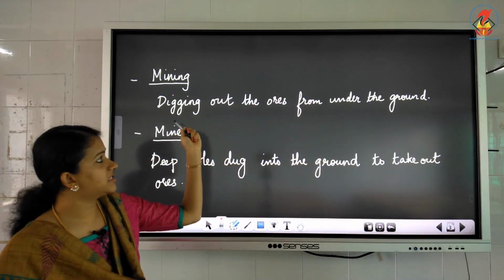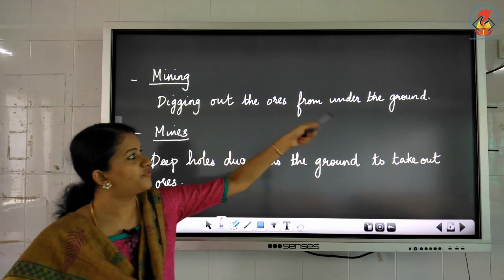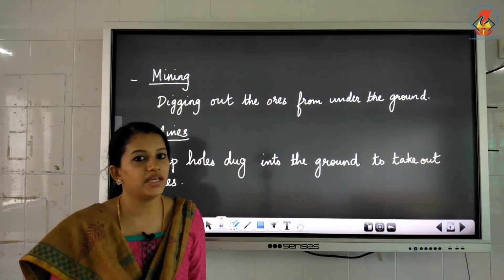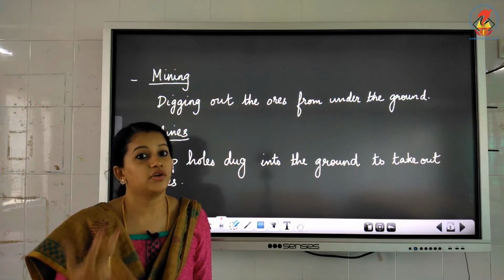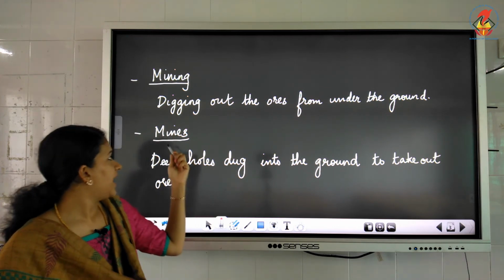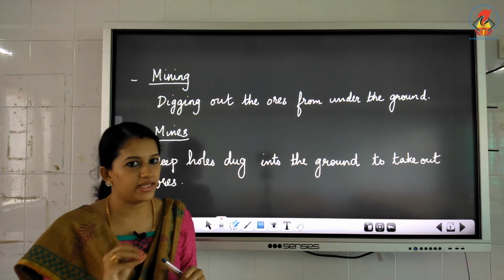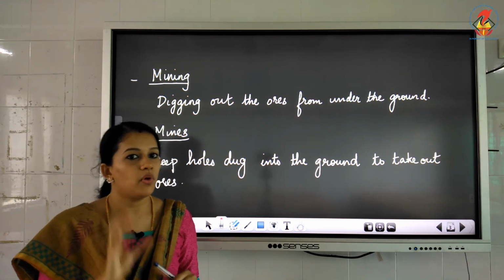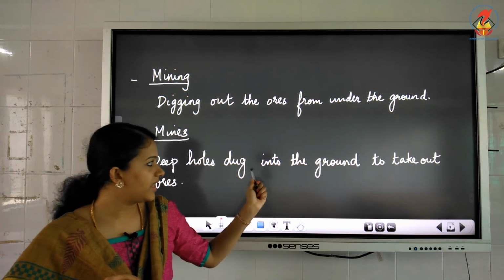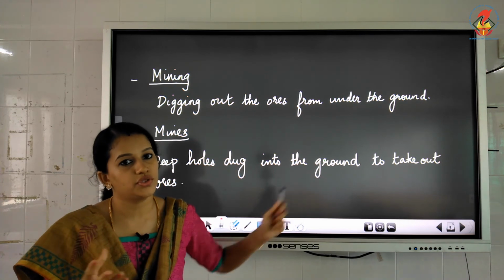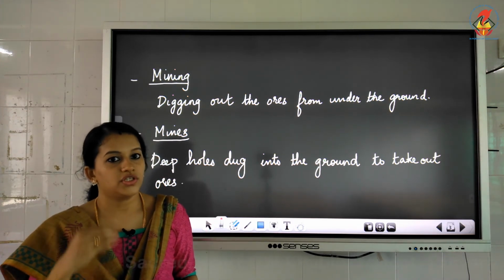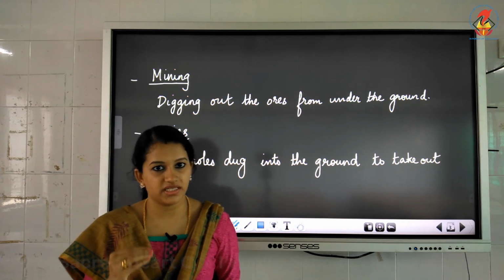Next you have learned about mining. Mining means digging out the ores from under the ground. The process by which we dig out the ores, that means the rock, from under the ground is known as mining. And next you have learned about mines. Mines are deep holes that are dug into the ground, or into the earth, to take the ores out. So, children, I hope that this much is clear.